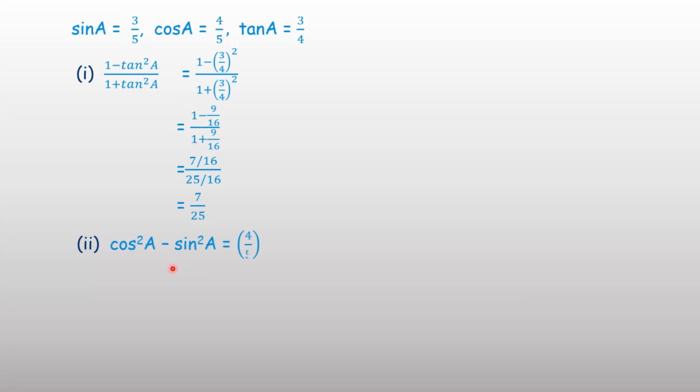Similarly, the second part, cos square A minus sin square A. The value of cos A is given as 4 upon 5, so 4 upon 5 whole square, minus sin square A, means sin A whole square equal to 3 upon 5 whole square, equal to 16 upon 25 minus 9 upon 25 equal to 7 upon 25.